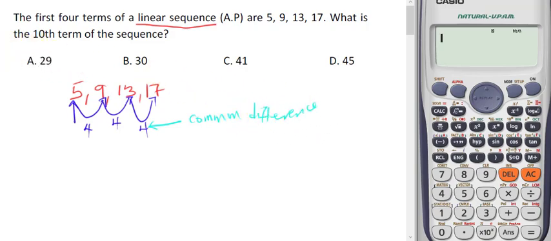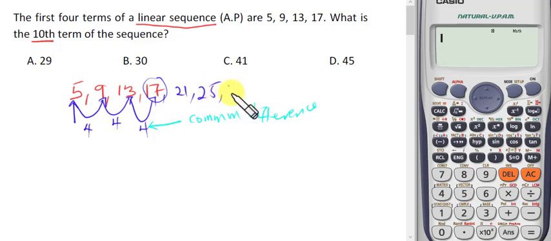Now, if you look at a sequence, we can easily predict the 10th term because the question says that we have to find the 10th term. So if the first term is 5, second is 9, third is 13, fourth is 17. Now, what do you think will be the 5th term? We add 4 to 17 and we have 21. What will be the next term? We add 4 to 21, we get 25. What is the next term?